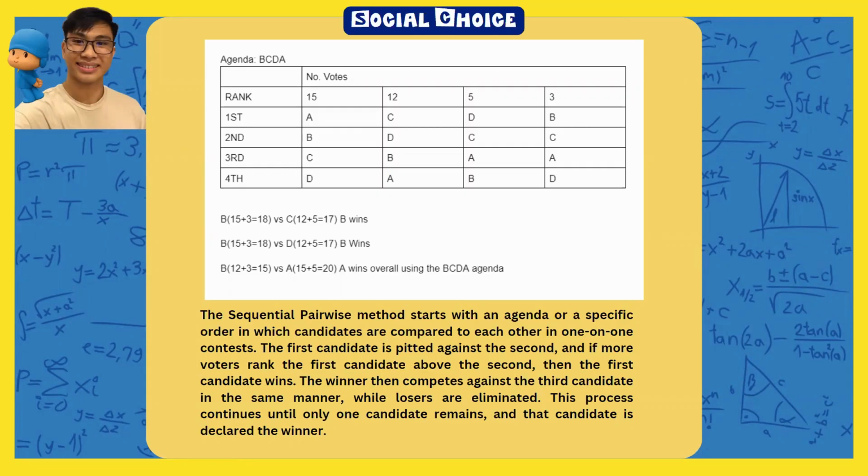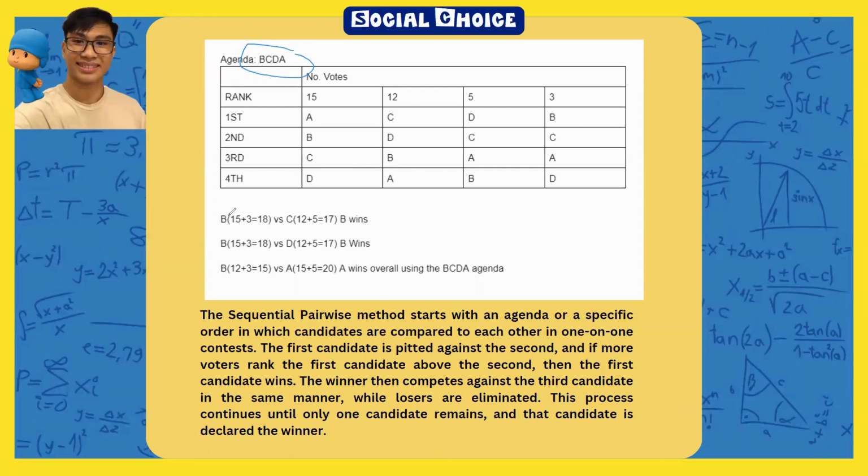So the next method is actually the sequential pairwise method. It starts with an agenda or a specific order in which candidates are compared to each other in a one-on-one contest. So, actually, medyo same lang to with the Condorcet method, pero meron siyang agenda. So, ano ba yung agenda? Ito yung agenda. So, B, C, D, A.